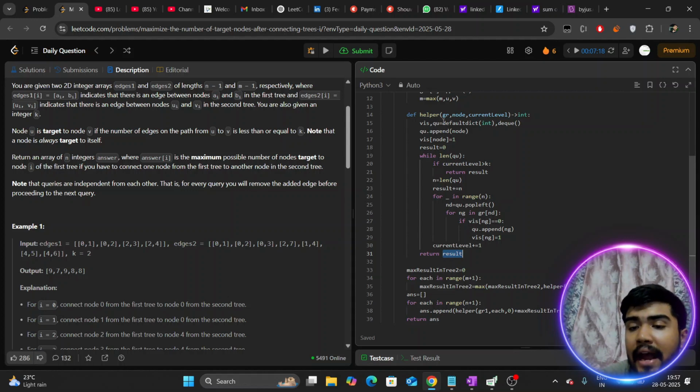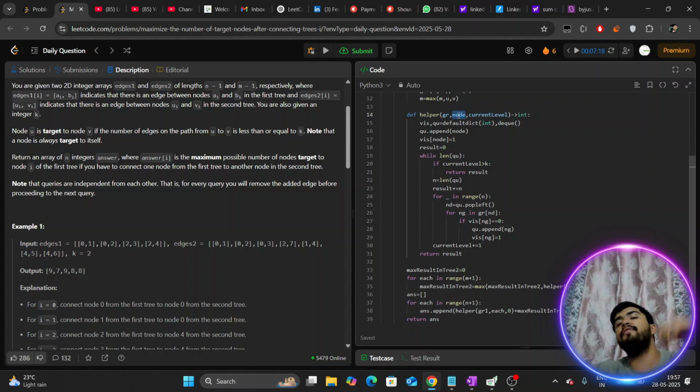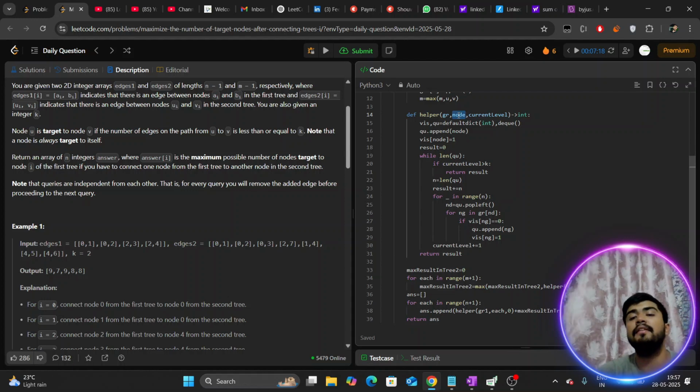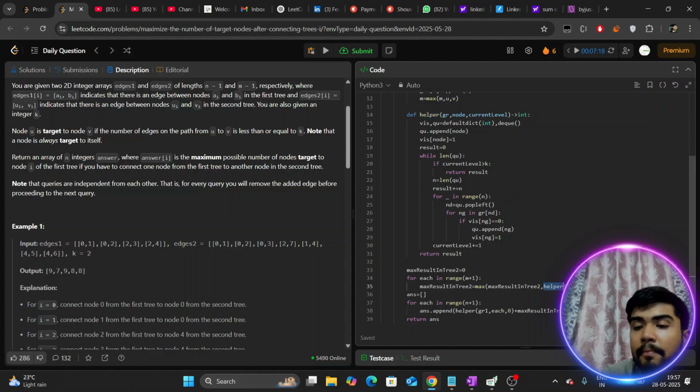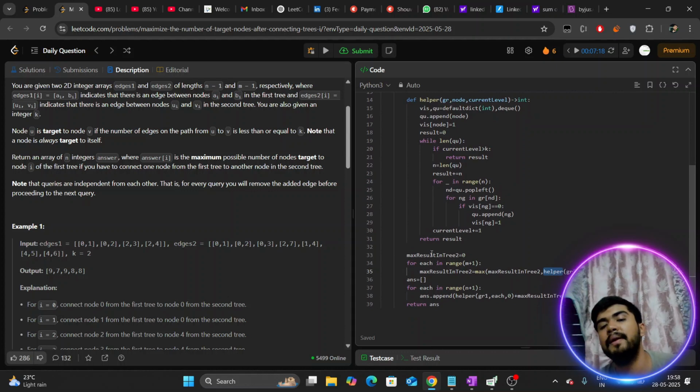So I have done the calculation from the current node: if I am at the current level, and that is my current node, then what is the maximum, with k levels apart, of all the nodes I can visit. This function is going to do my job, and that's what I am doing here, calling my helper with the graph for each and every one. Yes, that's it. So my max result for tree 2 is ready.